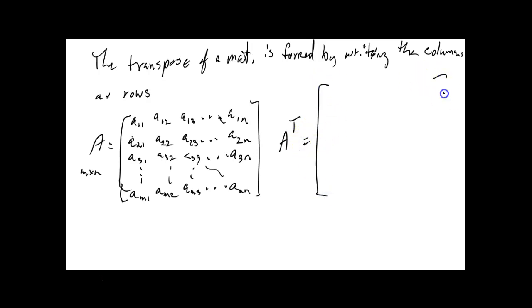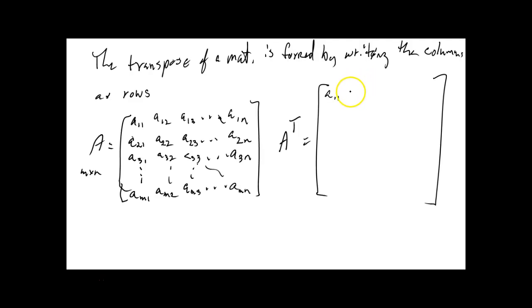Does anyone want to initiate what you think the first entry would be? A 1-1. Very good guess, okay? Now, the key comes in the next one. What would that be? A 1-2. Notice what was in the first column of A is now going to be in the row here. So this will be A 1-3, dot, dot, dot, up to A 1M.